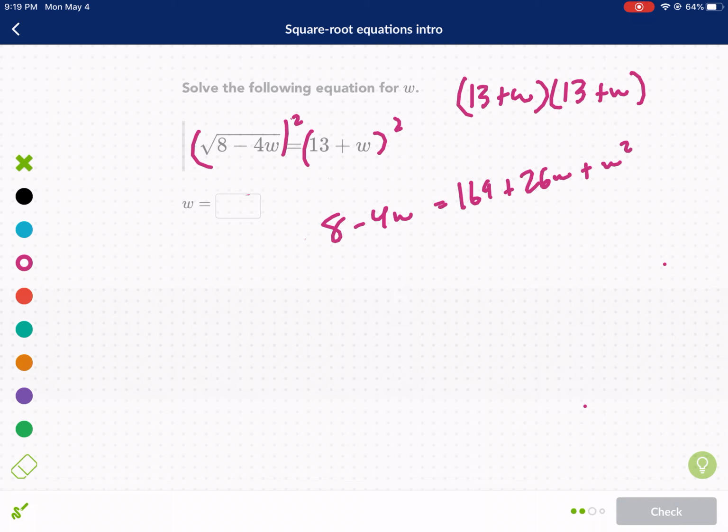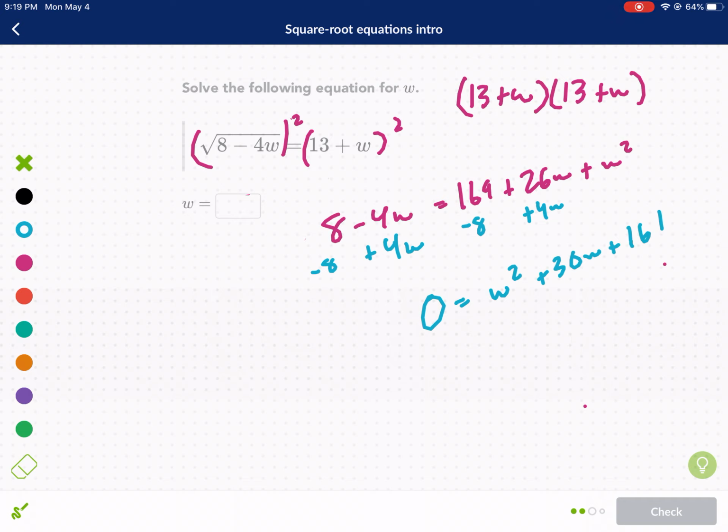So the first thing I want to do is get, or this isn't the first thing, but you get what I'm saying, plus 4w to each side, plus 4w, and we're going to subtract 8. Subtract 8. So we get 0 on the left, that's what we want, and I'm going to rearrange this so it's in descending order. W squared plus 30w and plus 161.